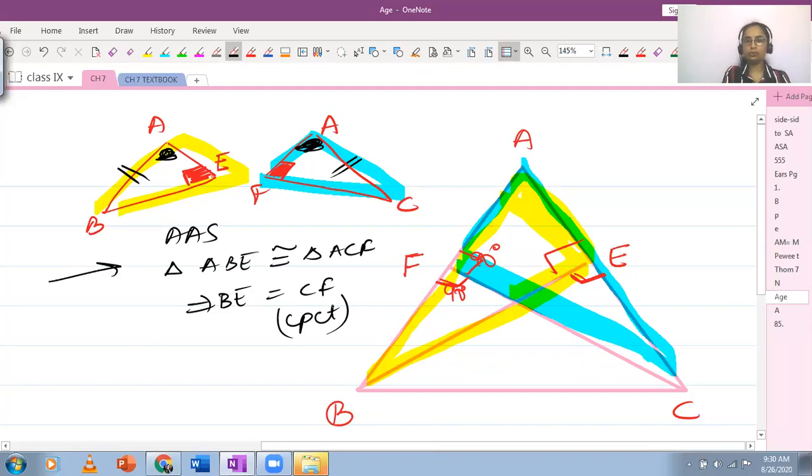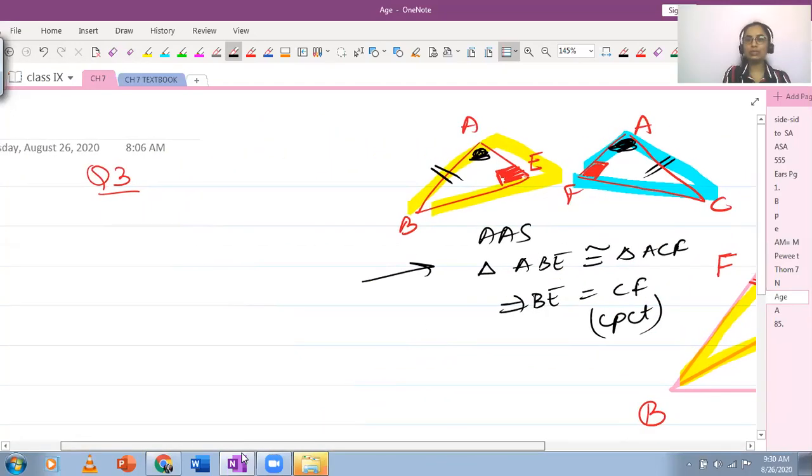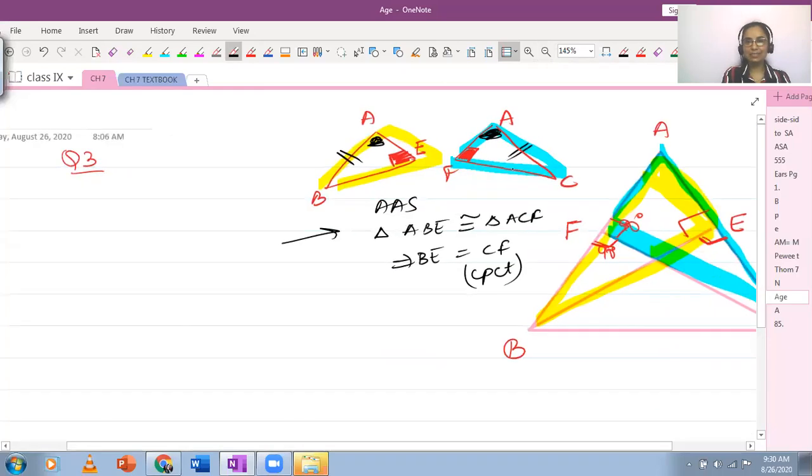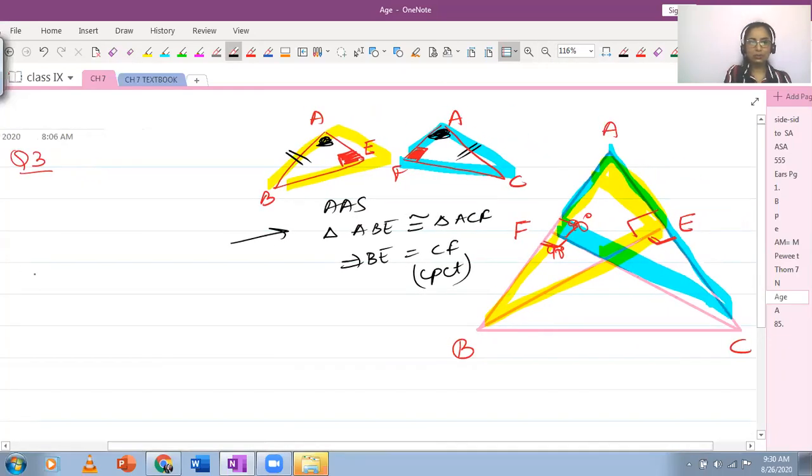Which one do you want to use? Both. Okay. So I'm just going to do with this one. So you can just write down, this is what I've written in rough. I'll just write down properly. So I'm just going to write down given.